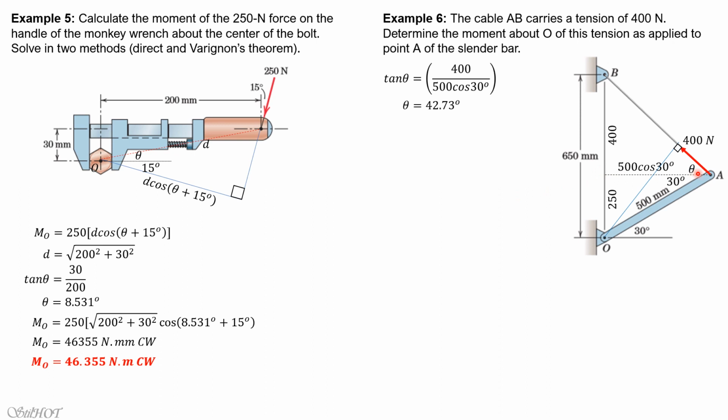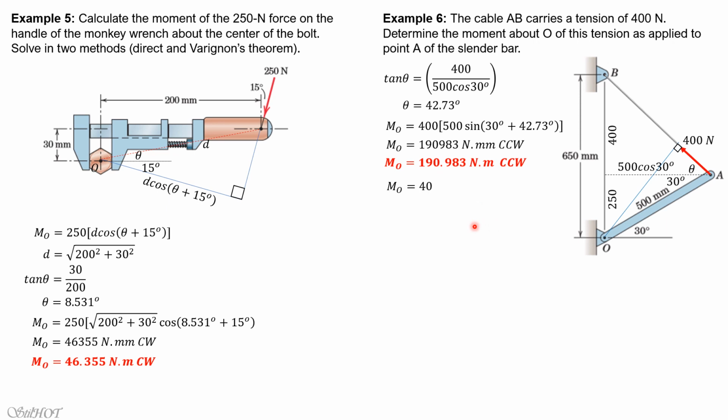Then the moment is 400 times 500 sine of the quantity theta plus 30 degrees. So solving, MO is 190,983 Newton mm, and the sense is counterclockwise. Obviously, this moment arm will rotate counterclockwise. In Newton meter, it is 190.983 Newton meter counterclockwise. So that's the answer.